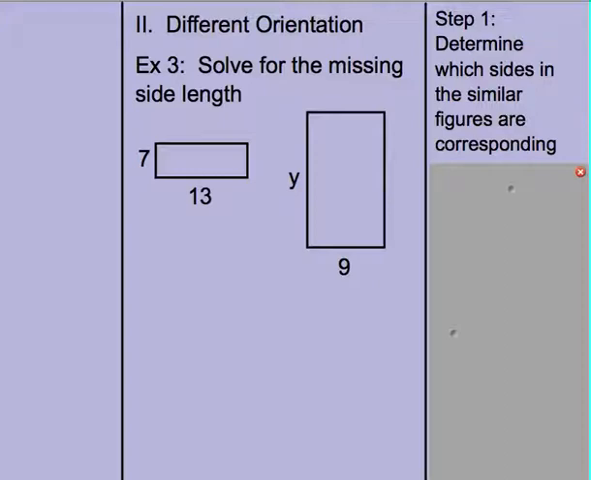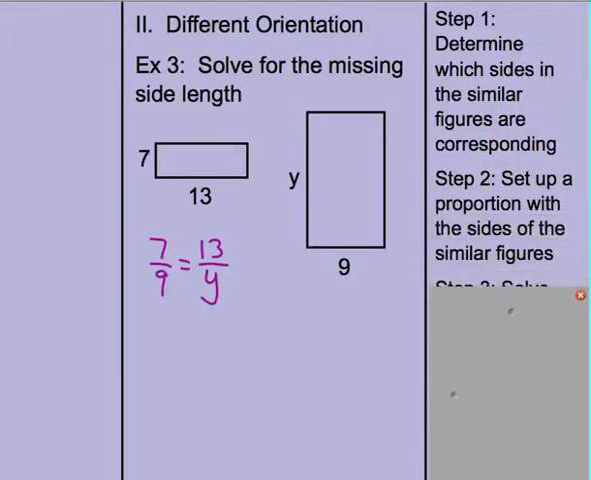So the short side in my first rectangle is 7, and the short side in my second rectangle is 9. The long side in my first rectangle is 13, and the long side in my second rectangle is y. So that's step 2, setting up that proportion, and then we're going to solve. My variable's in the denominator, so I'm going to go ahead and flip my ratios.